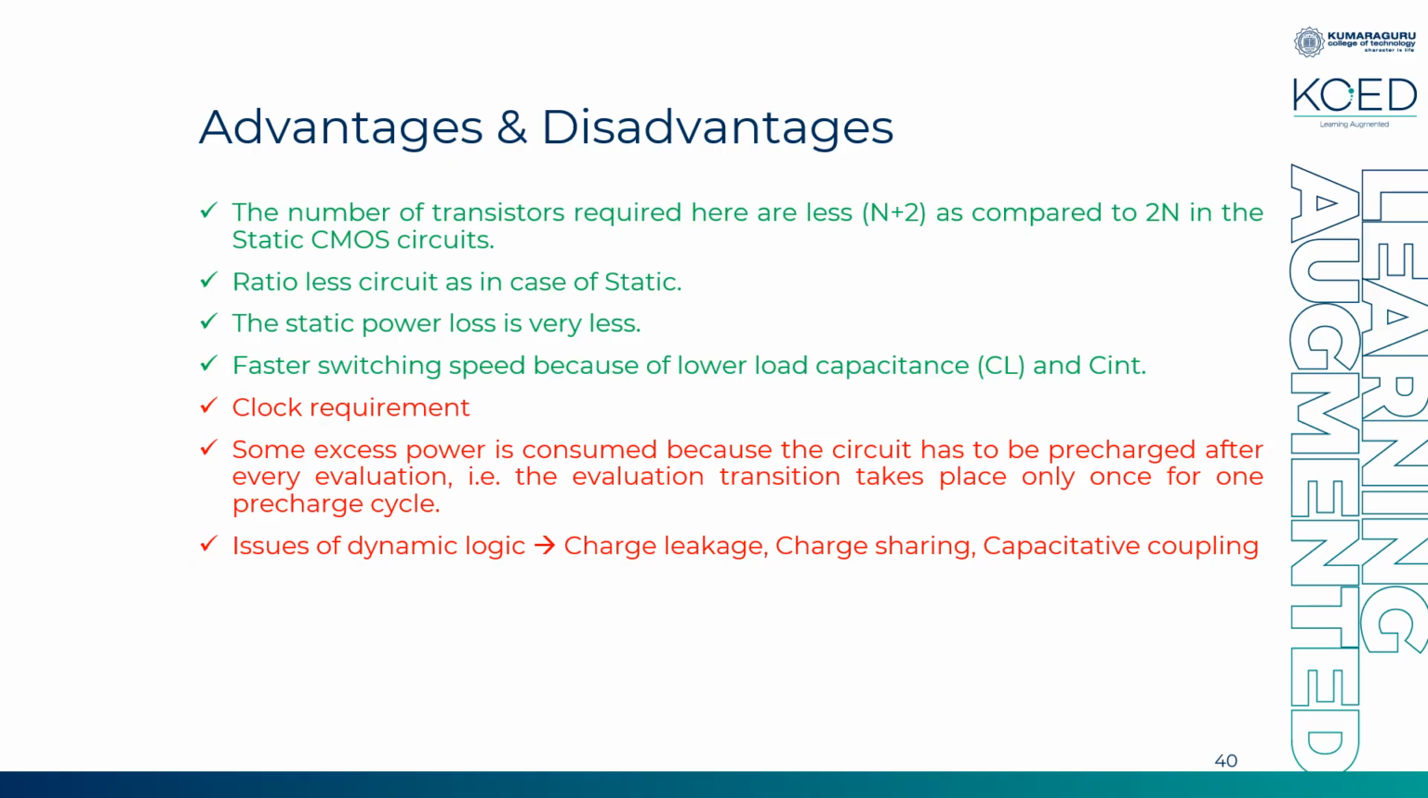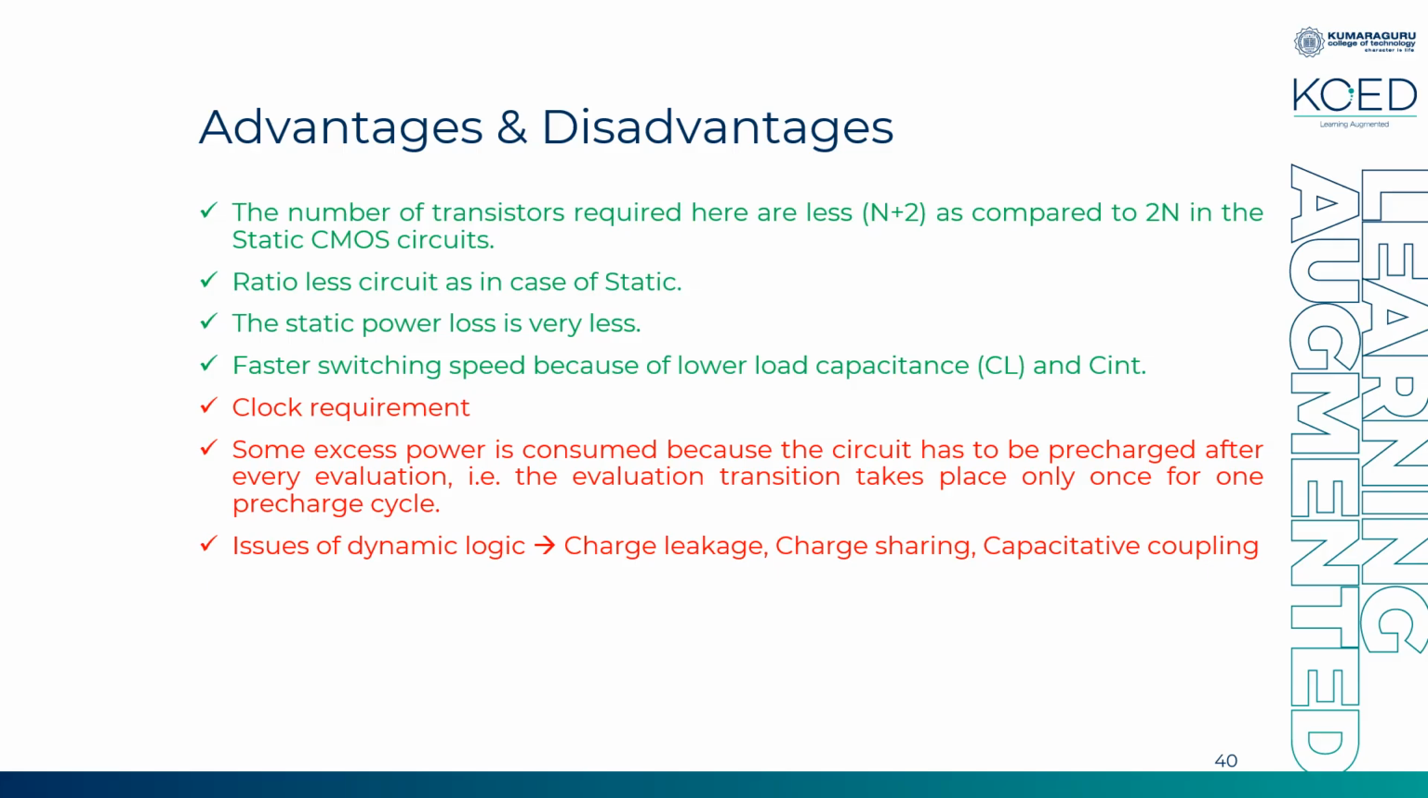So we have seen some of the issues. Let us see the advantages first. The number of transistors are reduced. It's ratioless, static power consumption is minimum, and speed is higher. But what is the disadvantage? Clock requirement. Clock requirement means you need to generate clock. And what is one more disadvantage? You have some excess power consumption. In which case? During the recharge.